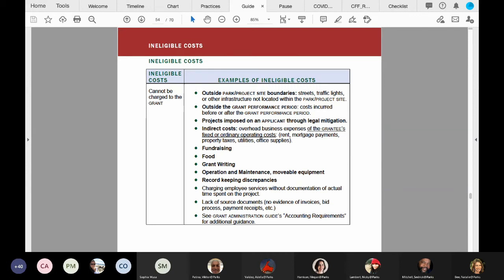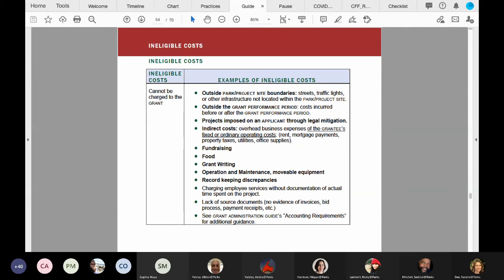So let me start off by saying on your screen right now, fourth bullet point, it says indirect costs. And to be really clear, indirect costs in this case are your ordinary ongoing operation costs to do business. So it's like your ongoing office supplies, rent, mortgage payments, property taxes, utilities that are fixed and ordinary for you to just do business as usual. These are also called overhead costs sometimes. So do not charge overhead or indirect cost to the grant.